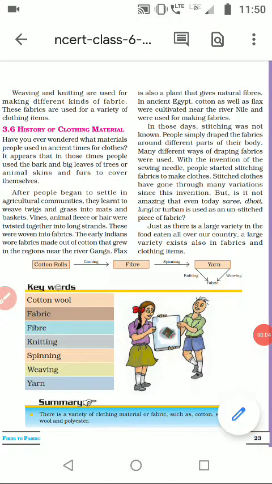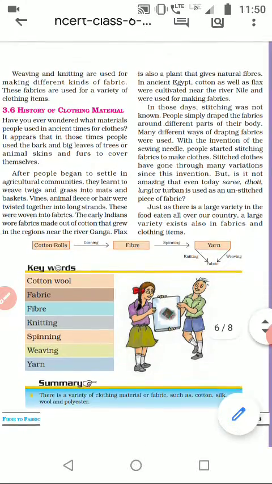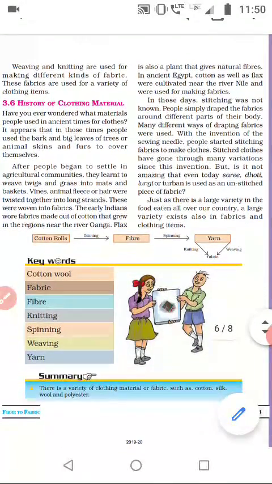In this video we are going to study grade 6 chapter 3, pages 23 and 24. In my previous video I discussed the types of weaving and knitting to make fabric. What are the ways to make the fabric? That is weaving and knitting. In this video we are going to study the history of clothing materials.